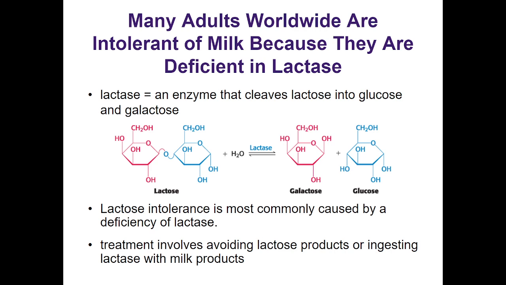Lactase, that's an enzyme that cleaves the lactose into glucose and galactose. So right here we have lactose. This is going to be cleaved through a hydrolysis mechanism by lactase. This is going to give you your galactose and your glucose. Lactose intolerance is most commonly caused by a deficiency of the lactase. Typically, you do not make the lactase in enough quantity, or your lactase is less active than it should be.